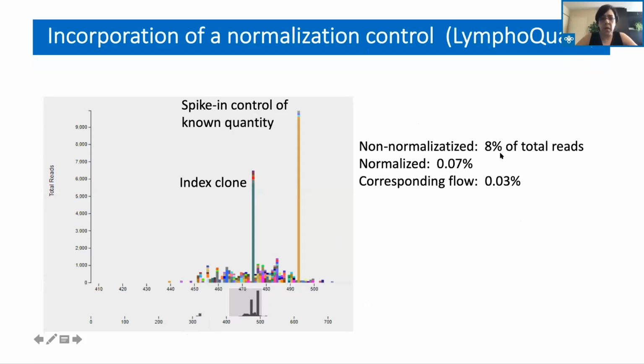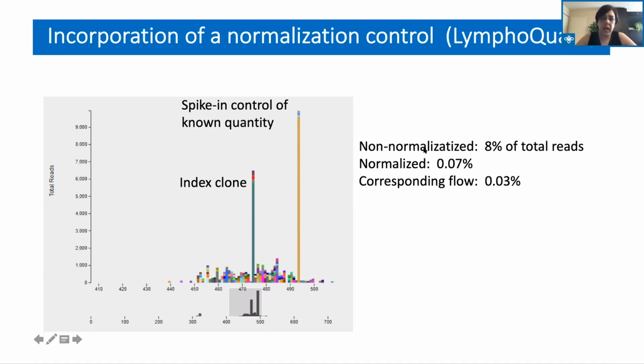And what you would actually do is spike in a very, very small amount of a known sequence so that you will be able to back calculate how much product you actually had. So if we were doing this type of testing, this is a patient that has some disease, residual disease. This is the index clone, and this is the amplification of the spiking control.